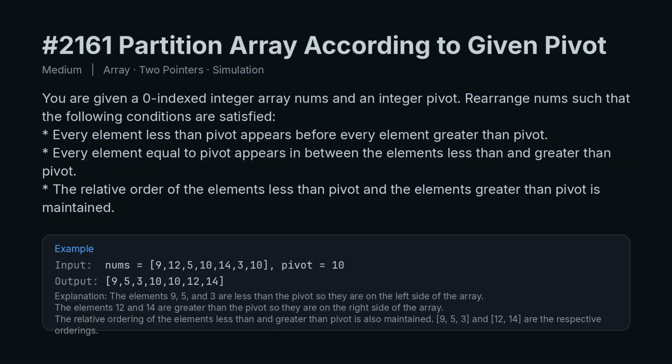For example, given nums equals 9, 12, 5, 10, 14, 3, 10, pivot equals 10, the expected output is 9, 5, 3, 10, 10, 12, 14.